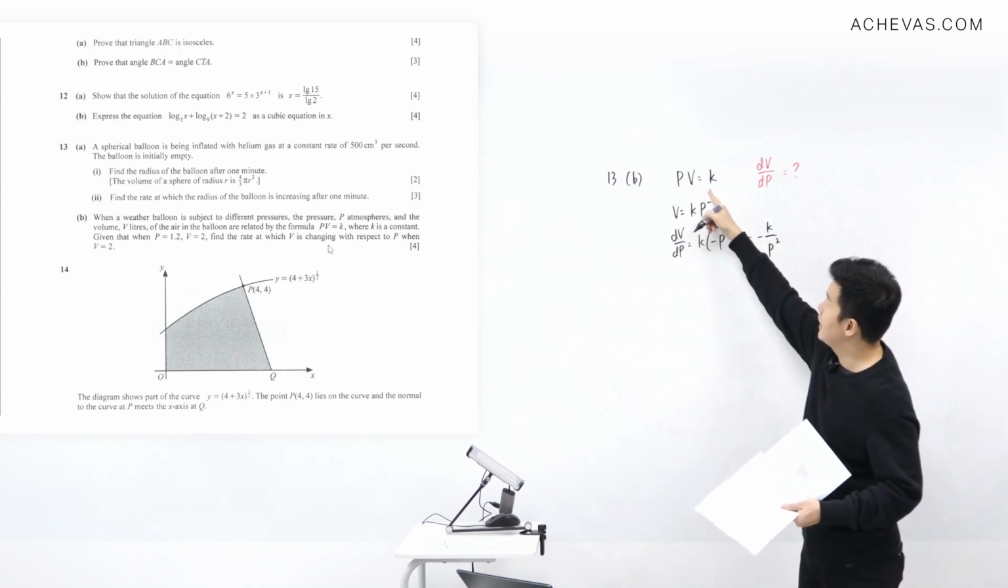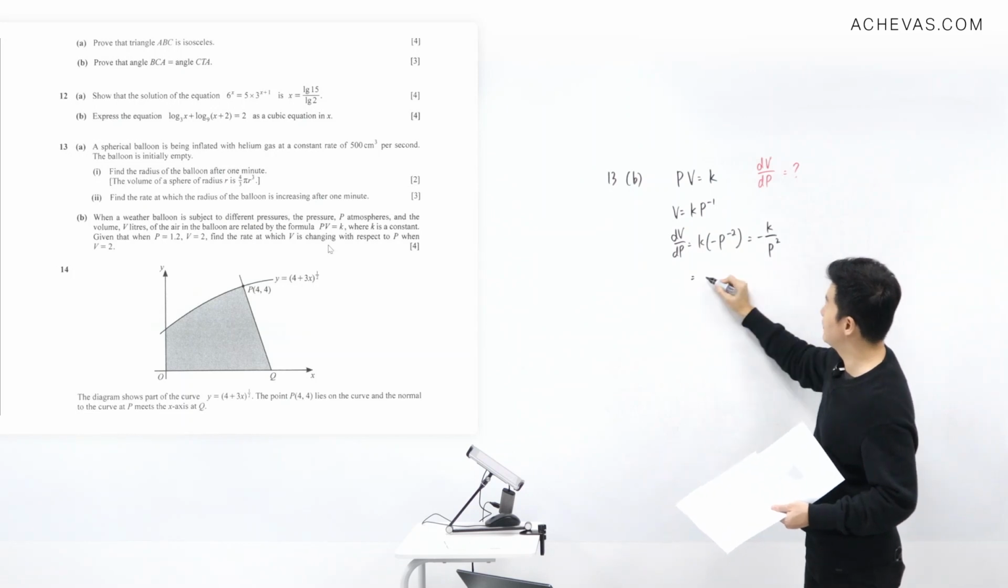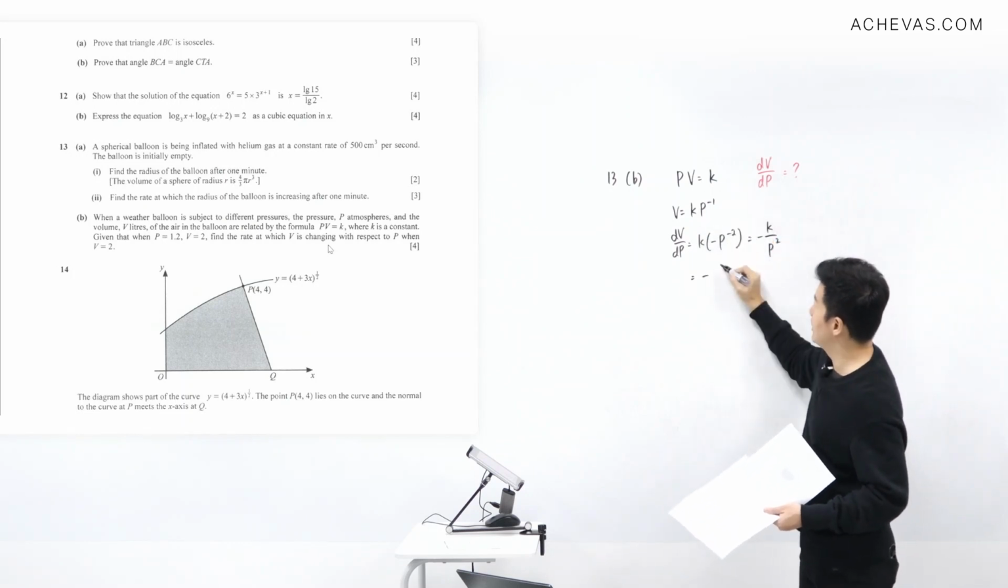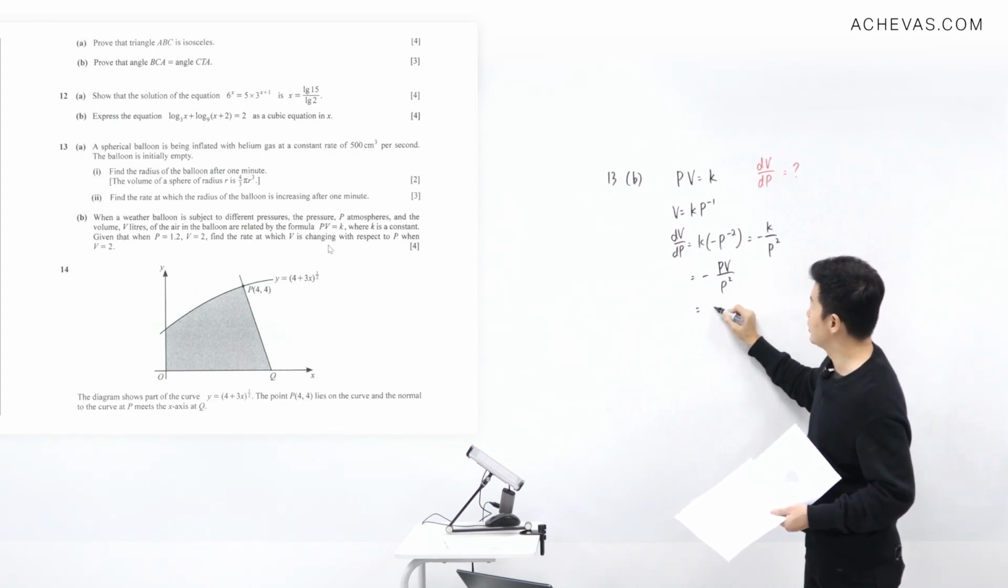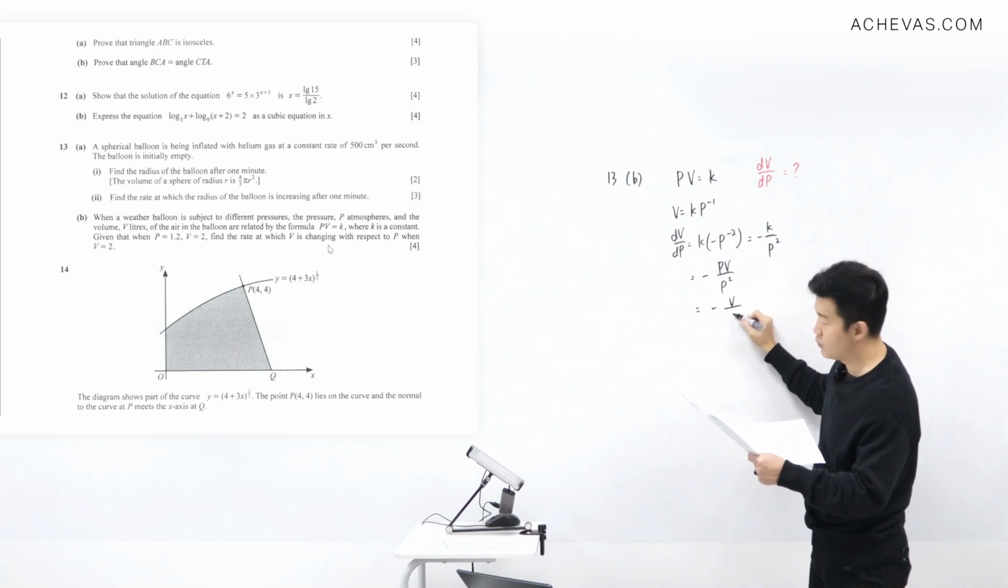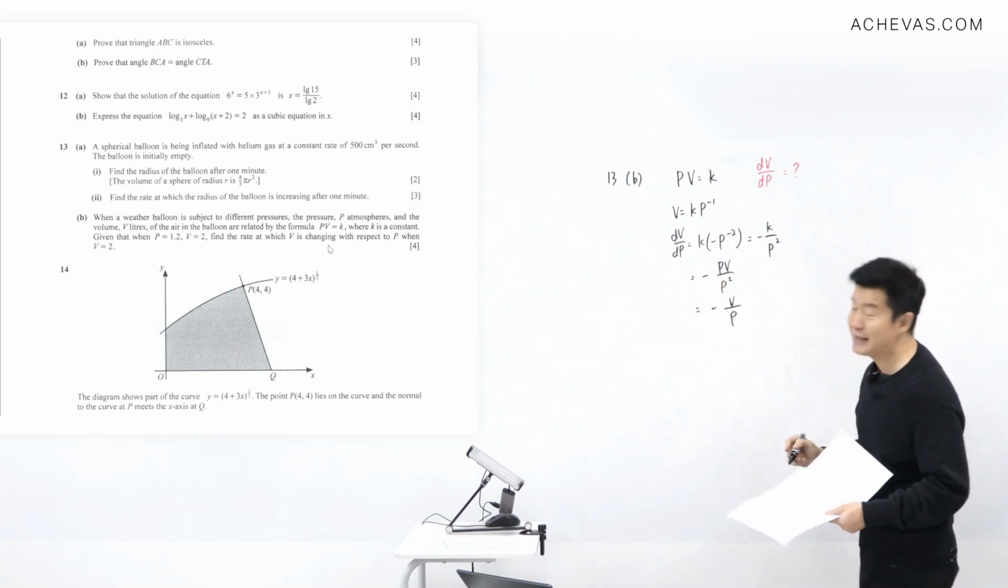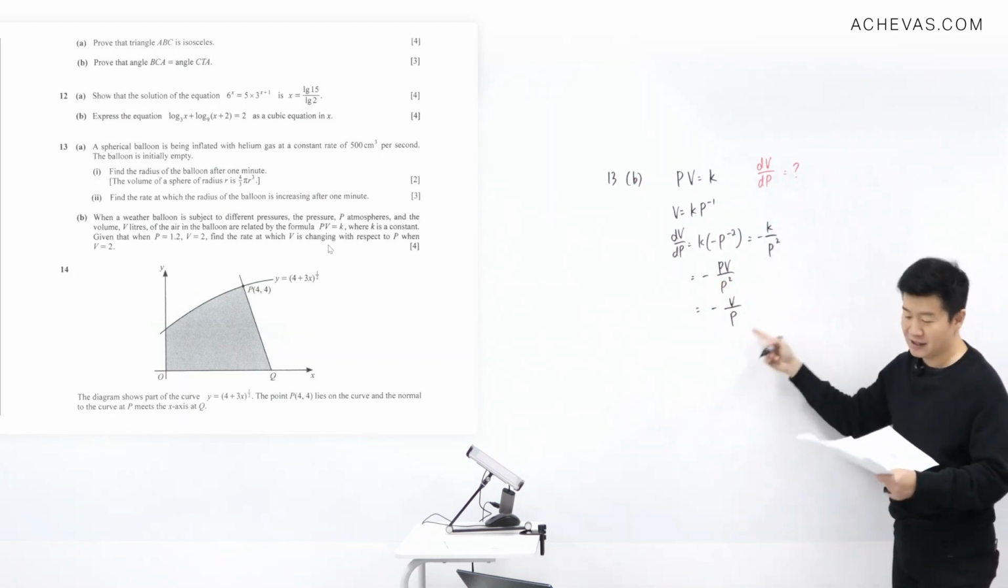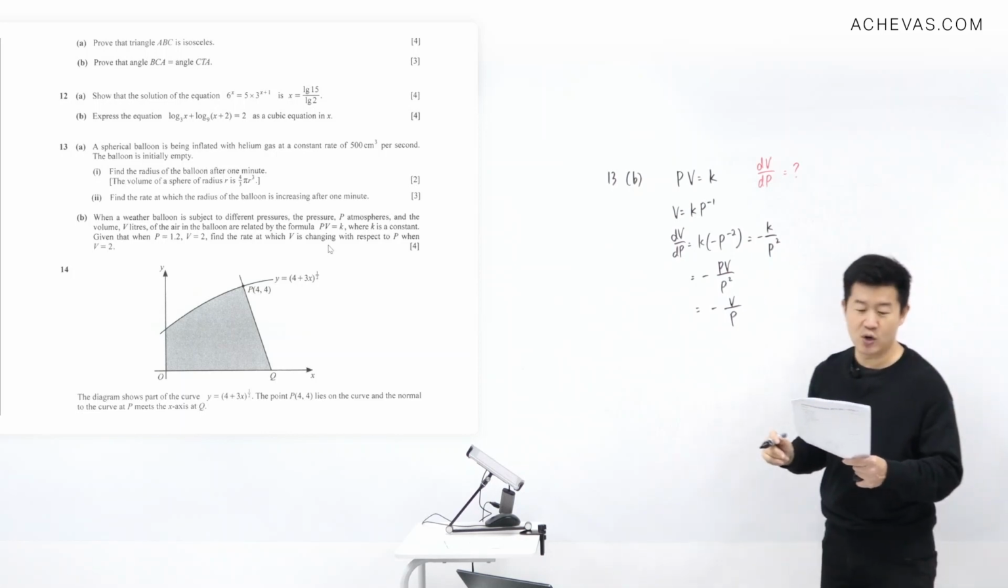And what is K? K is PV. So I can actually simplify this by replacing K by PV divided by P squared. So if I were to cancel this, this is just simply going to be equal to minus V over P. So dV dP, which is what the question is asking us for, is minus V over P.